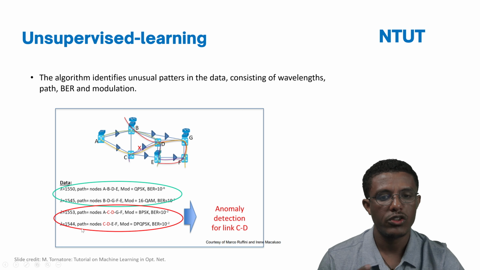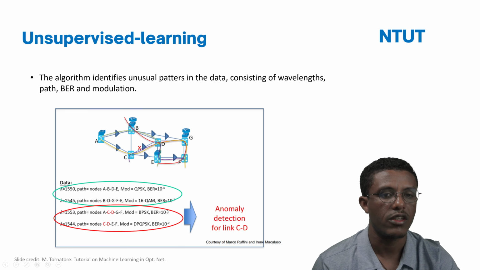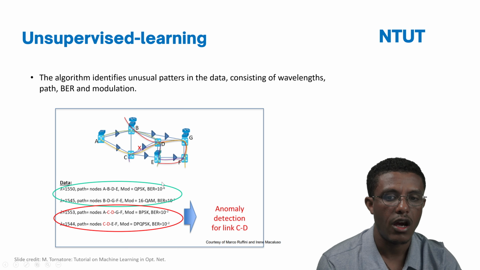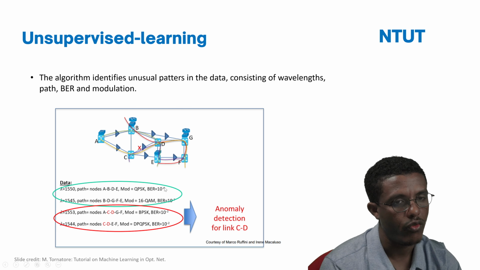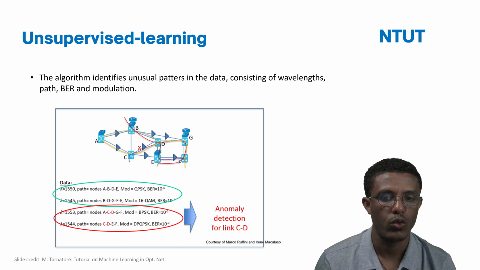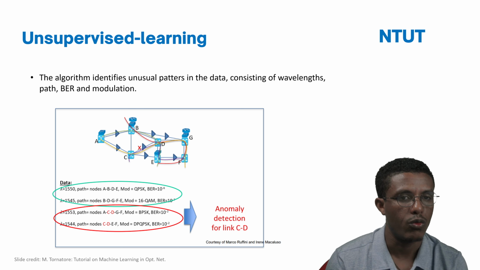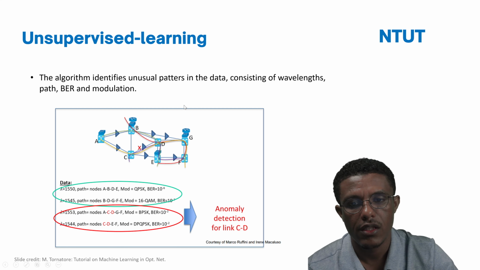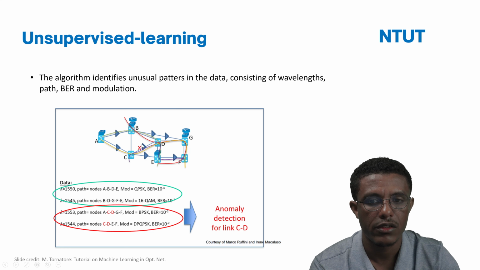So we try to collect different data by changing the attributes, like changing the wavelengths, the paths, and the modulation. The output is also the bit error rate performance, because the bit error rate is the measurement to decide which one has the best performance. And then the other one, for example, here is a breakdown.